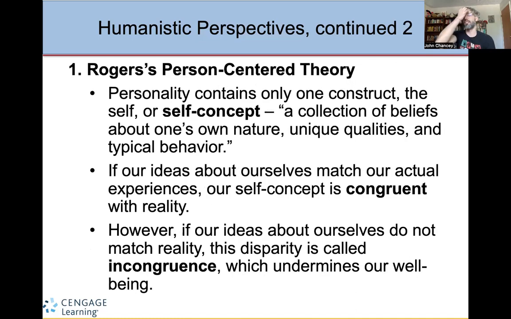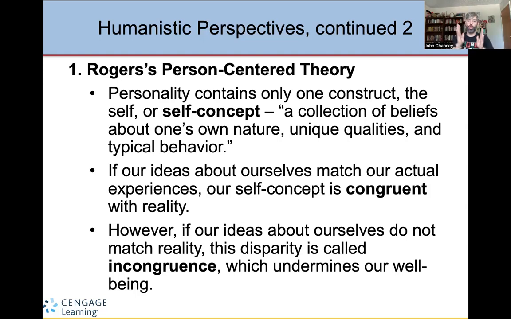And the first perspective I wanted to share with you is Rogerian theory, which is called person-centered theory. It's the idea that at the center of your personality is this idea of yourself or self-concept. And it's all of your unique qualities, your nature, your nurture, your typical responses, all of those things. And ideally, we want our actual self to match up with our ideal self. We don't want a gap between who we are and who we want to be. The larger the gap, this is where problems come about.